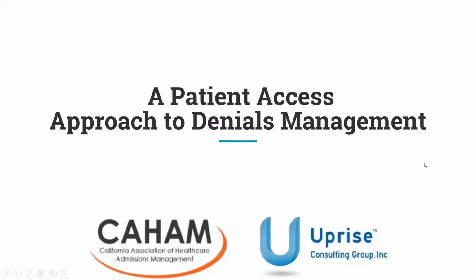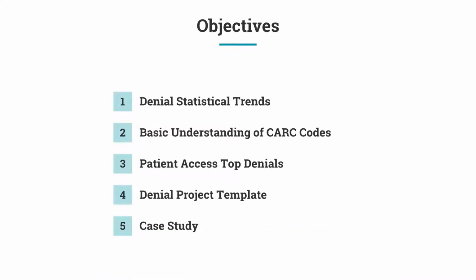So it's really the agenda, not objectives. We're going to take a look at denial statistical trends, just a basic understanding of our CARC codes. So some of this might be basic understanding for a lot of you, but we want to make sure that everybody is filled in. We'll also take a look at the top patient access denials, and then we'll go through a denials project template on what you can do at your organization to do a denials project to get at the root cause and resolution. And then we have a really quick case study at the end. I'm going to ask you to hold your questions to the end, and then Julie will start a Q&A session after that.